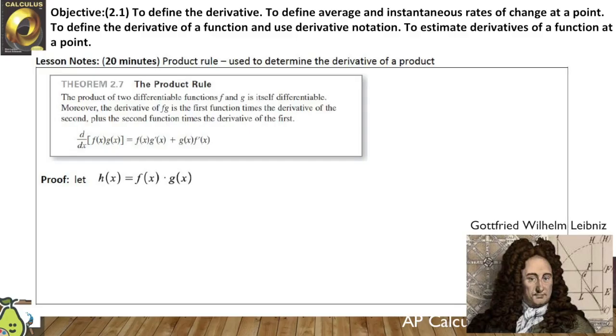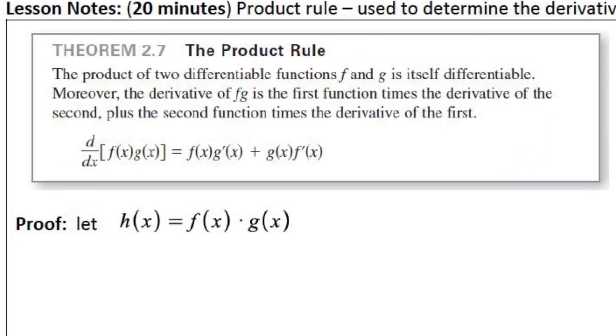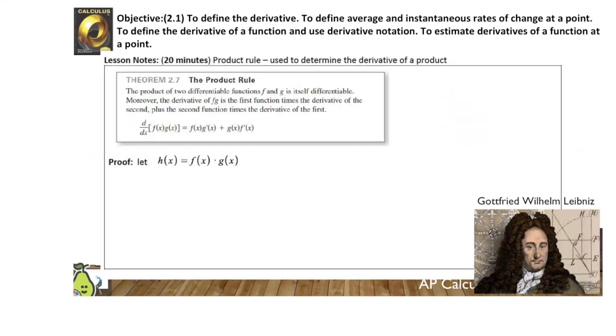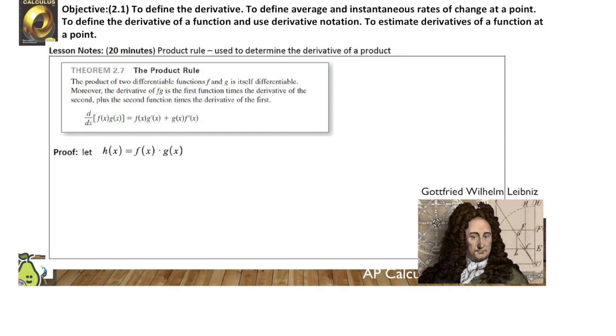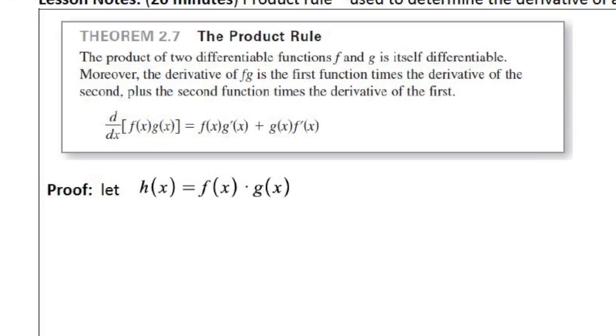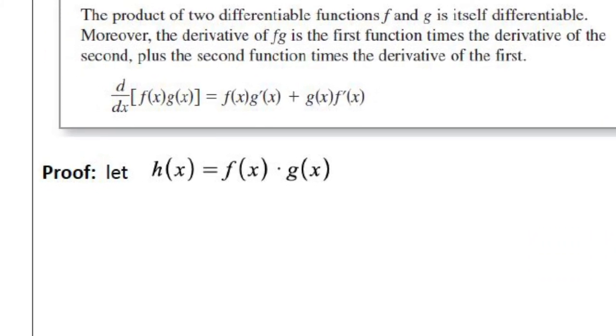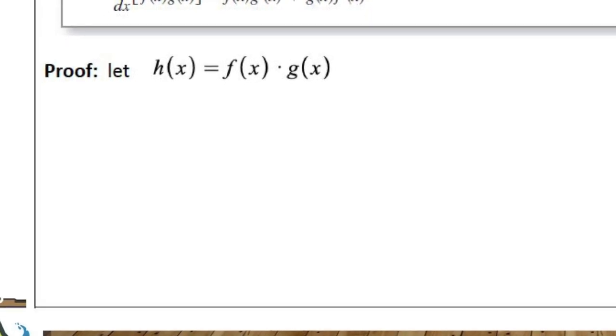Problems such as question D make our first rule essential. This is the product rule. It was created by Gottfried Leibniz in the 1700s, and the product rule is used whenever you have a complex function involving multiplication. So we're going to prove the product rule as best we can.